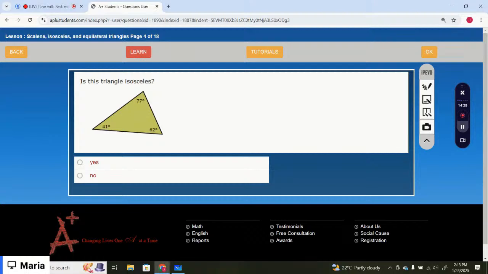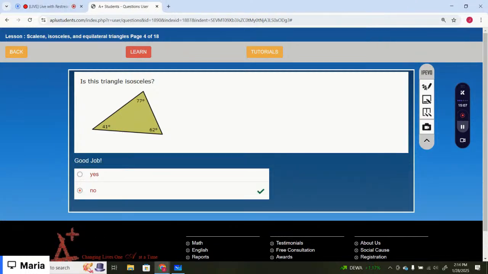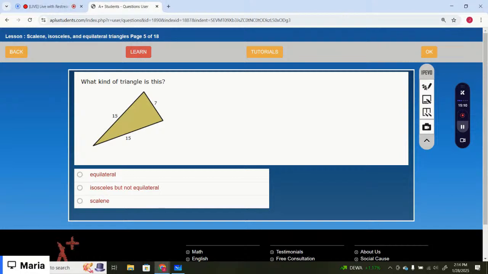Is this triangle isosceles? The correct option is no, that is not an isosceles triangle. An isosceles triangle is the one that has two angles or two sides exactly equal in measurement, right?